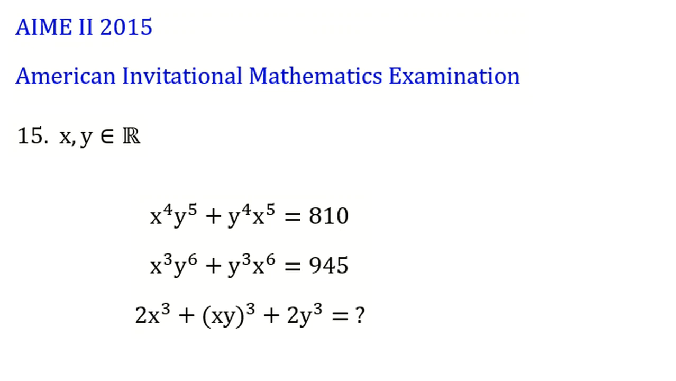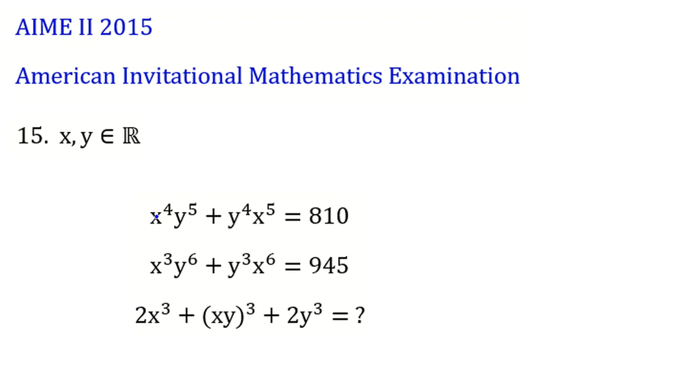We are going to solve AIME 2015 problem 15, American Invitational Mathematics Examination. It says: x and y are real numbers. x to the 4 times y to the 5 plus y to the 4 times x to the 5 equals 810. x cubed y to the 6 plus y cubed x to the 6 equals 945, and we want to find 2x cubed plus xy cubed plus 2y cubed equals what?